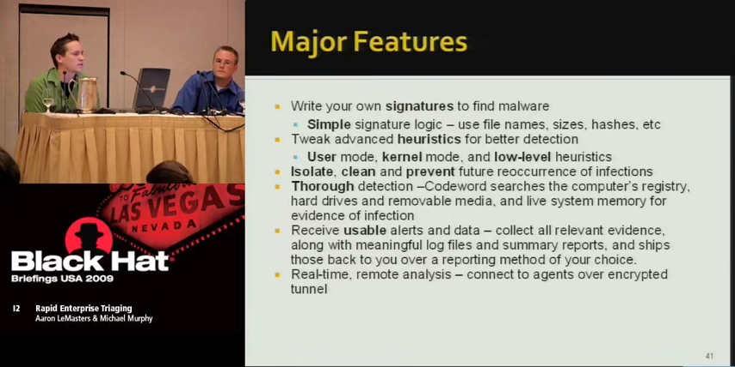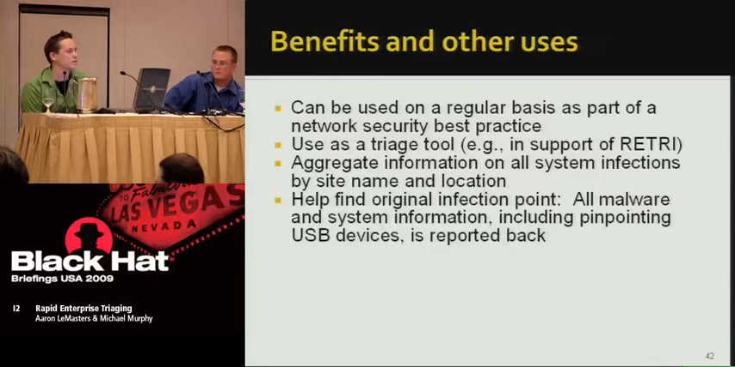Signatures, again, the heuristics are broken down into 3 levels: user mode, kernel mode, and low-level heuristics. All the low-level heuristics are not implemented, and we'll talk briefly about the other 2. Thorough detection through the signatures and the heuristics. You can receive usable alerts. So it presents the information, I think, in a pretty succinct way, and there's detailed logs you can pull from when the tool runs. So I think it's a little more useful than forensics tools.